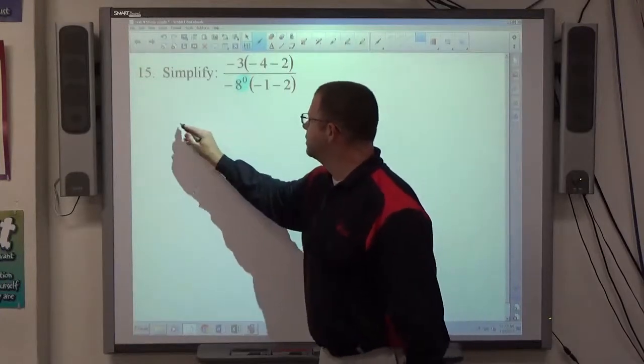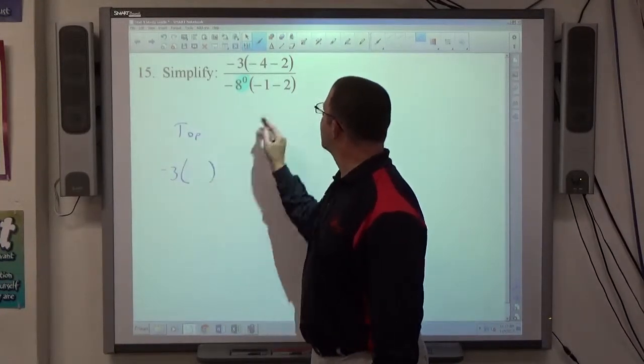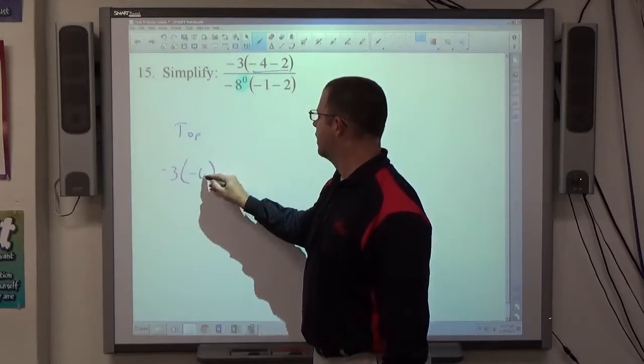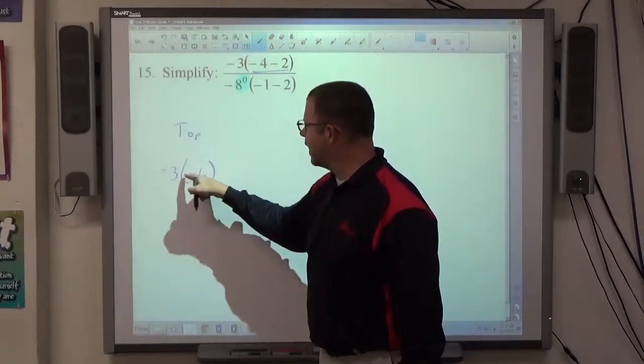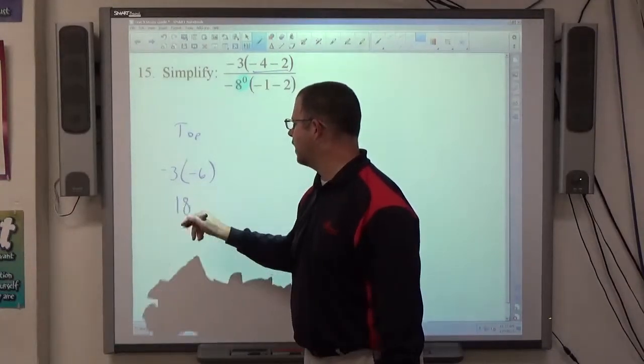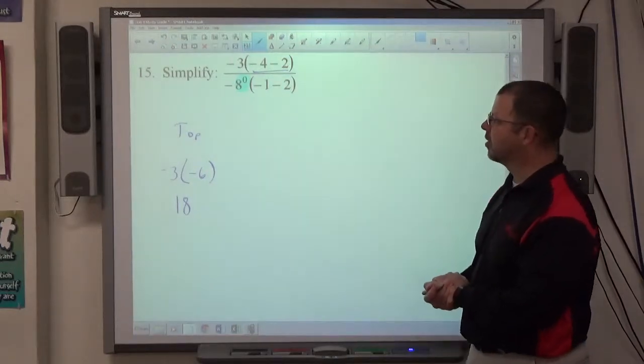The top, I've got negative 3 times negative 6. I'm adding those because the signs are the same. It's negative because 4 is bigger. Negative 3 times negative 6 is positive 18. 18 because that's what 3 times 6 is. Positive because they're both the same sign.